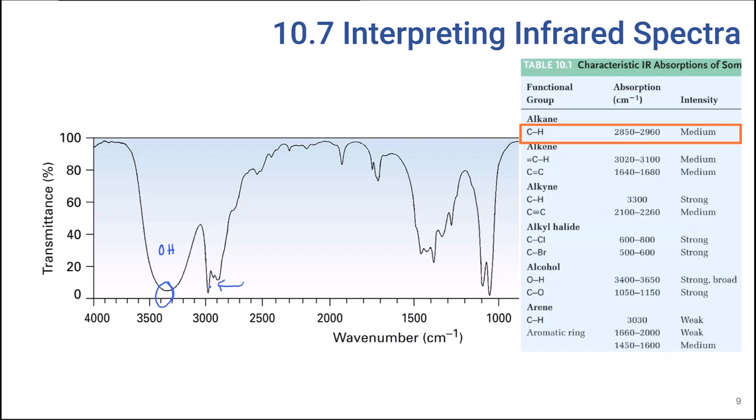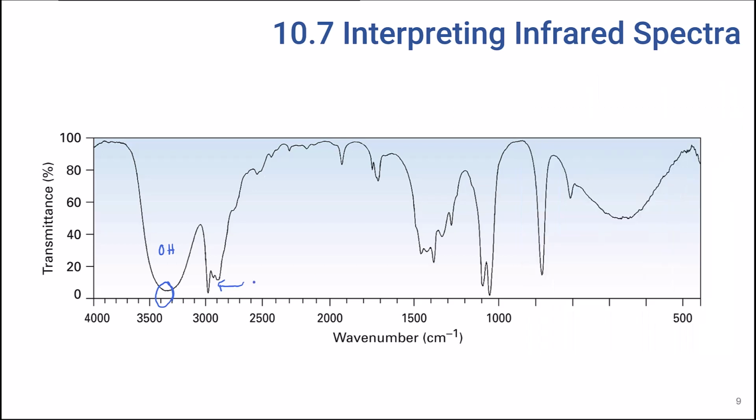These right here, just below 3000, and if we look at the table, things that are just below 3000 are alkanes and alkane CHs. So that's at 2850 to 2960. These are alkane CHs. And then all this stuff here is in the fingerprint region, which we don't really have to interpret. So our main functional group here is an alcohol.